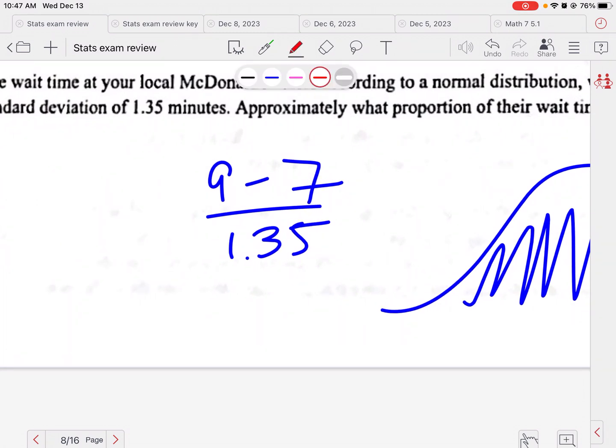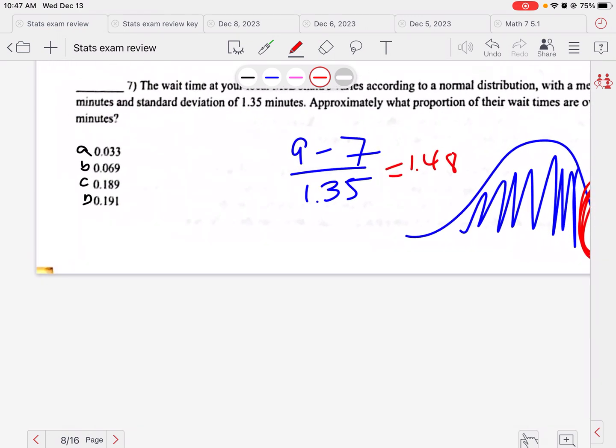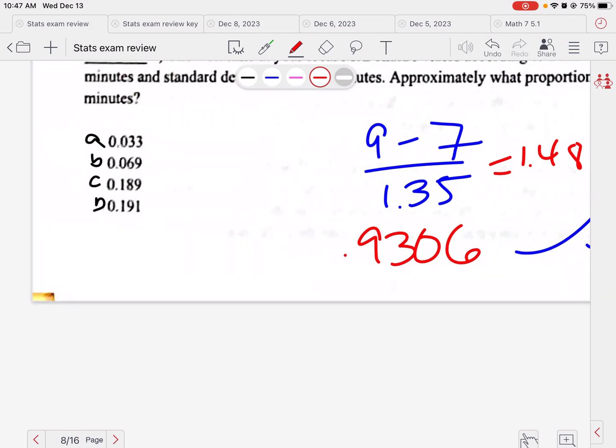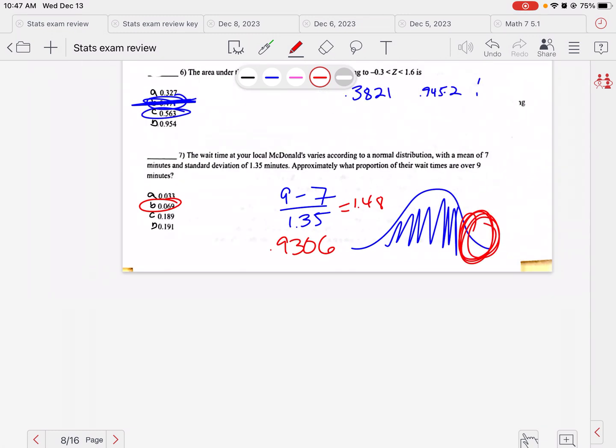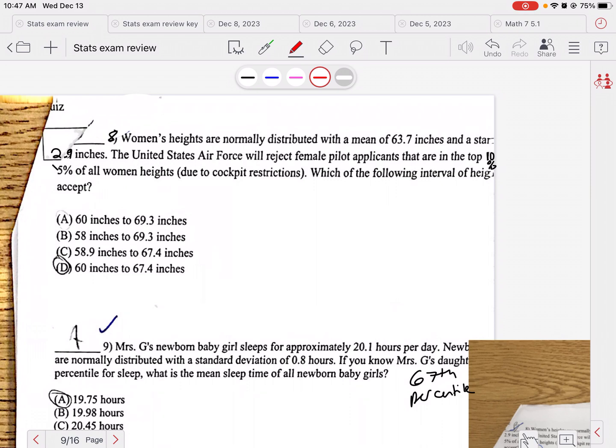So 9 minus 7 divided by 1.35 is going to be 1.48. Okay, and it wants a percentage, so I'm going to look up 1.48 in my chart here, which is 0.9306. So that's 93%, so 100 minus, or I could do 1 minus 0.9306, and that's going to be 0.069. They're not putting it in a percentage. They were leaving it as the decimal, so you can leave it as that. Okay. All right, this one got a little cut off.